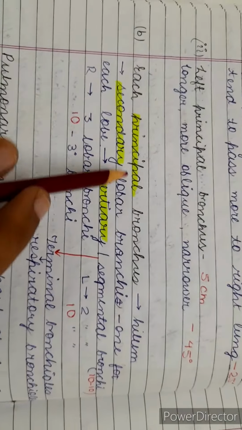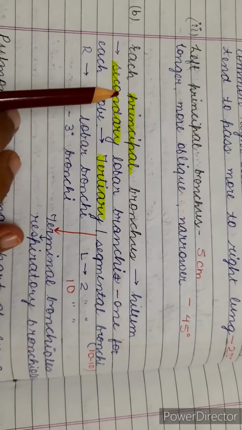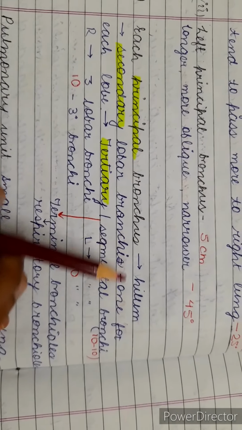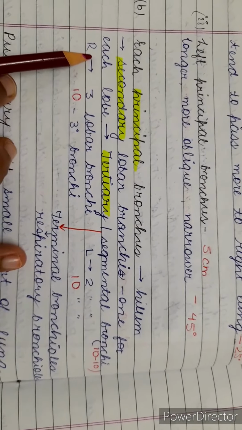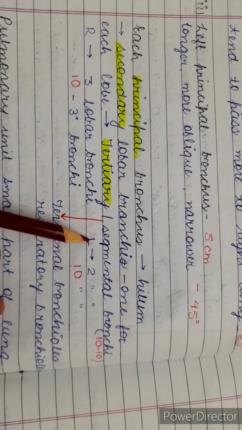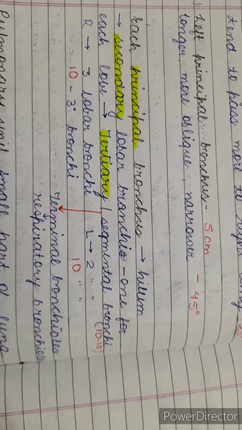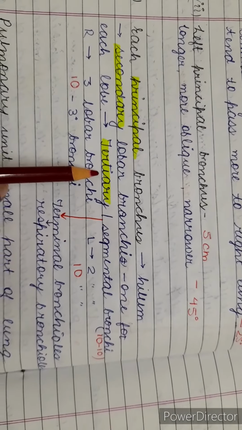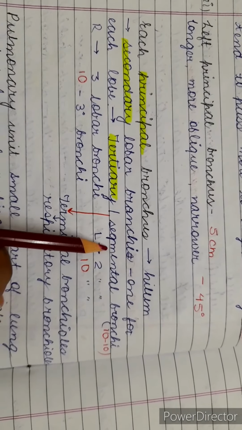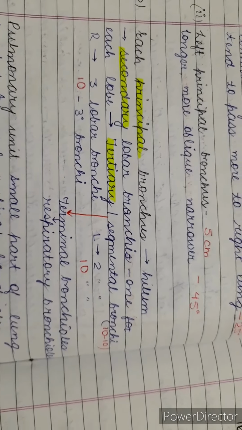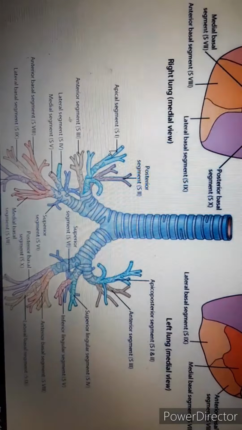Now each principal bronchus enters the hilum and it further divides into secondary lobar bronchi, one for each lobe. Therefore in the right it has 3 lobar bronchi and in the left it has 2 lobar bronchi. Now the secondary lobar bronchi divide into the tertiary or the segmental bronchi, which are 10 in each case. Here is a diagram of bronchial tree.